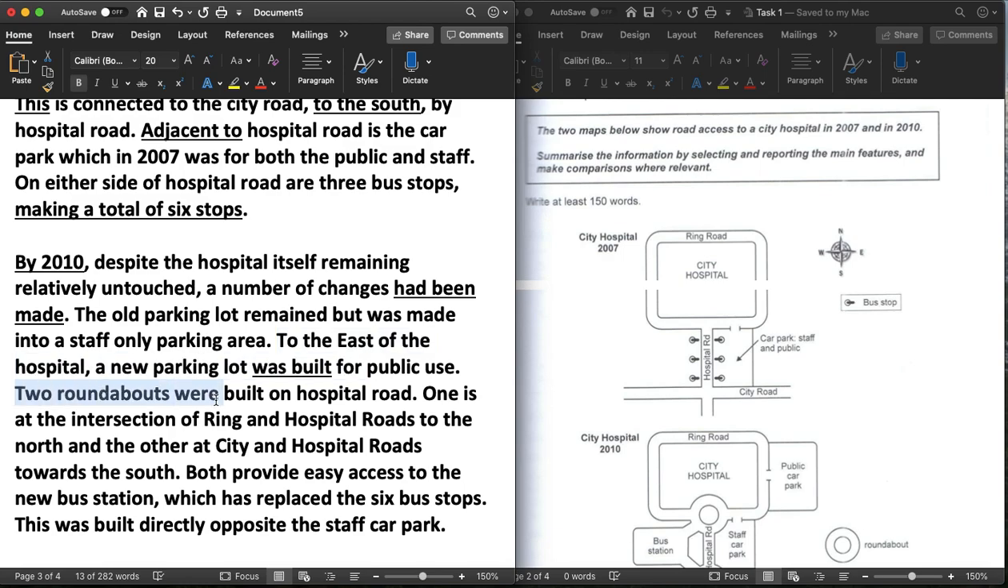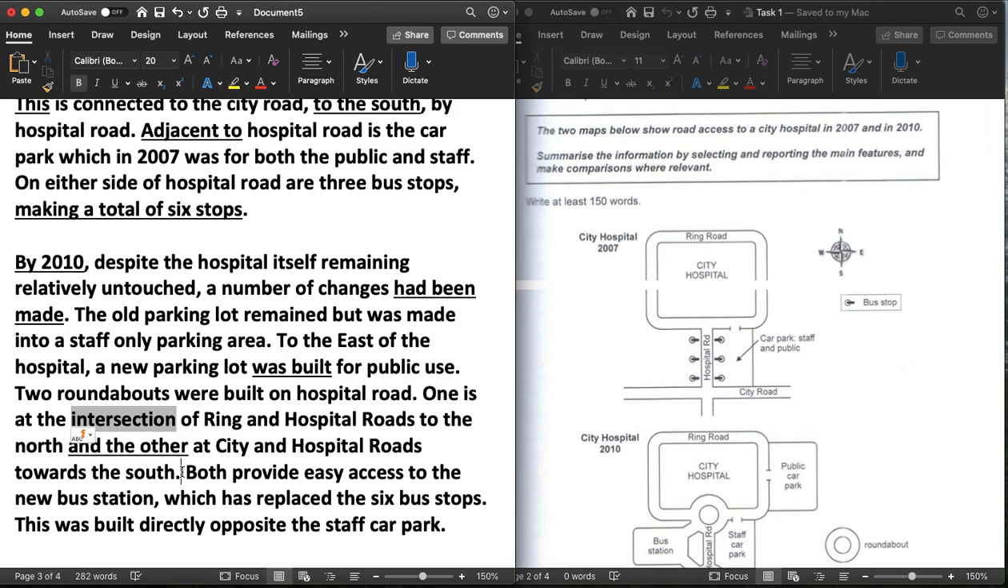2 roundabouts were built on Hospital Road. Now, this is an example of how to have clear progression in your writing. So I've mentioned 2 roundabouts. Now I should explain them. One is at the intersection of Ring Road and Hospital, and the other at City and Hospital Roads. So one is at the intersection of Ring and Hospital Roads to the north, and the other at City and Hospital Roads toward the south.